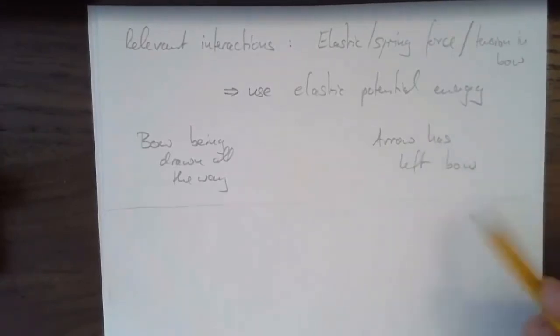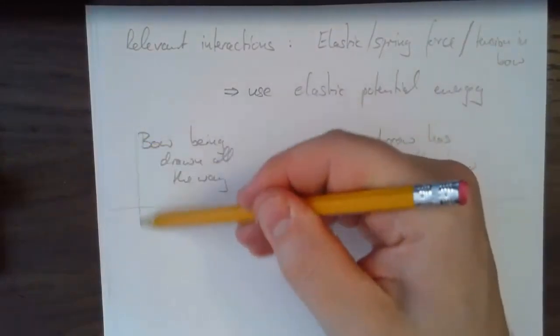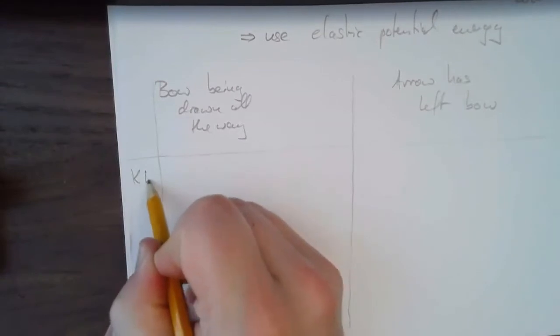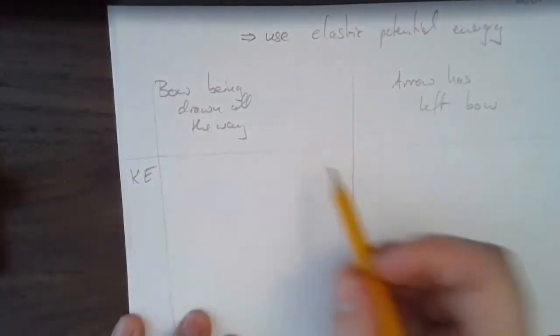Hasn't traveled up or down. Of course, that would involve gravity. So this time we're going to set it up like this. I'm going to put, what's the kinetic energy, right? It involves motion of the arrow, so I have to take into account the kinetic energy.